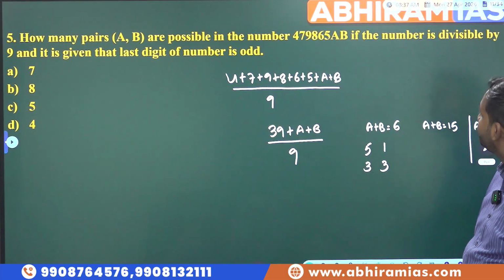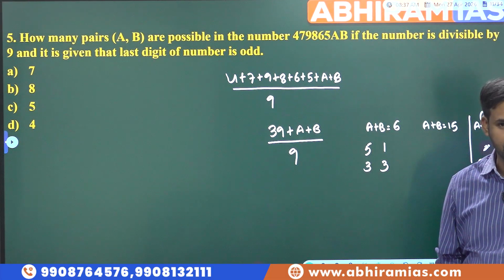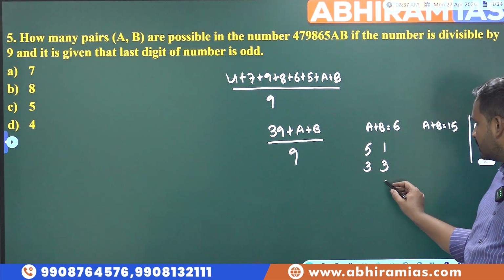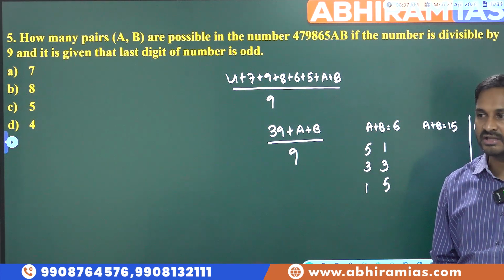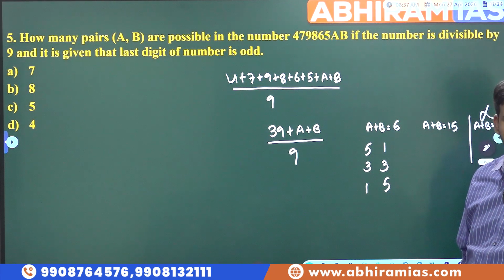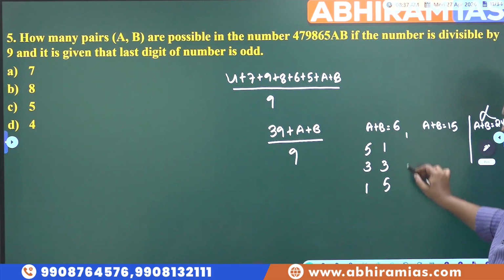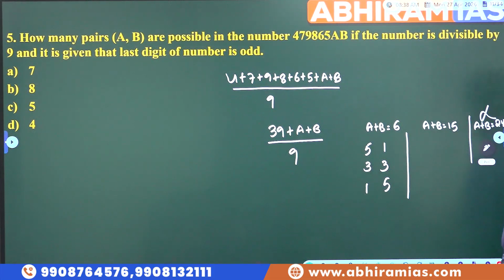ఎక్కడైనా distinct అనే వర్డ్ వాడినాడా? వాడలేదు. So I can take 3 and 3. Next odd is 5. Then I can take this as 1. These are the only possibilities. ఇవే కదా మనకున్న పాసిబిలిటీస్. నెక్స్ట్ A plus B as 15.